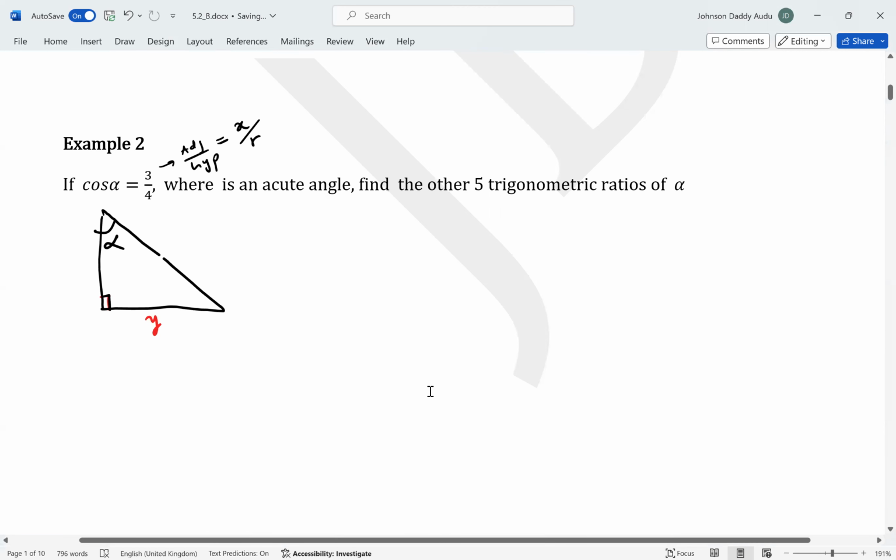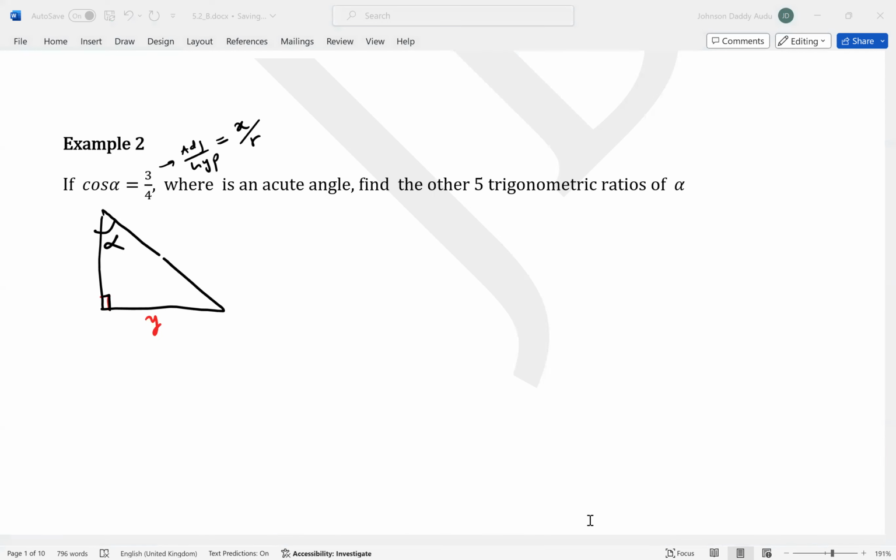And then we can easily find the other side. All right, so here is our y, this is going to be our adjacent, and this is going to be our hypotenuse. So cosine alpha is going to be x over hypotenuse. This is 3, and the hypotenuse is going to be 4. So x is 3.